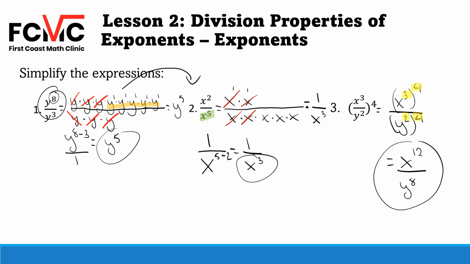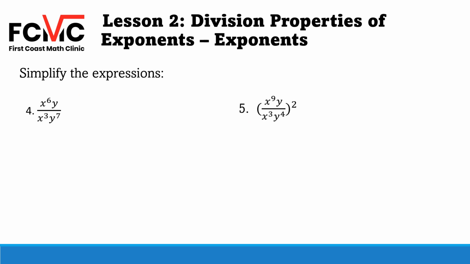Okay. All right, let's get into example 4. So for number 4, we've got x to the 6th y over x to the 3rd y to the 7th. So let's work with our x's first, and figure out where we have more x's. We have more x's in the numerator, right? x to the 6th over x to the 3rd. So when we subtract, we're going to keep our x's in the numerator, so this is going to be 6 minus 3.